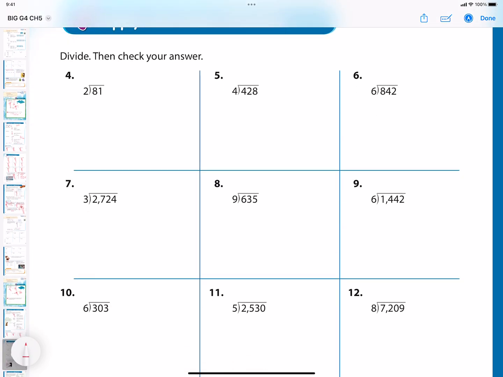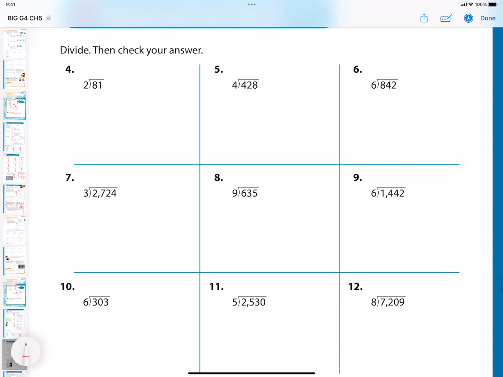Okay, you have only 81 cookies, okay? And you want to divide that into two friends. Okay, let's see. 2 times what? 4 can fit into 8. Take away, nothing left, but bring it down 1. Oh, 1 is less than 2, so you need to tell them what? I didn't do anything on this place, but remainder is what? 1. So 40, remainder 1.